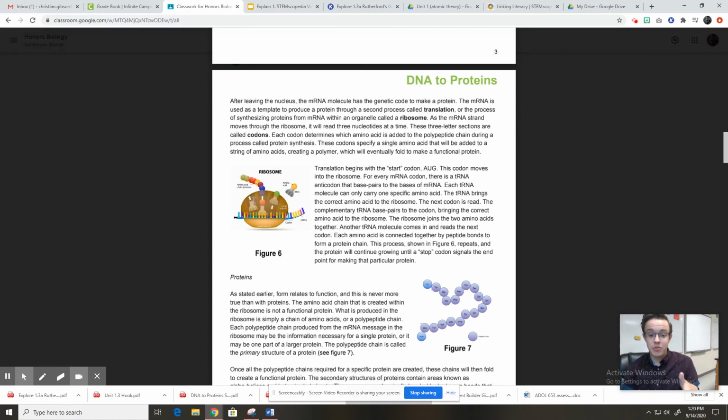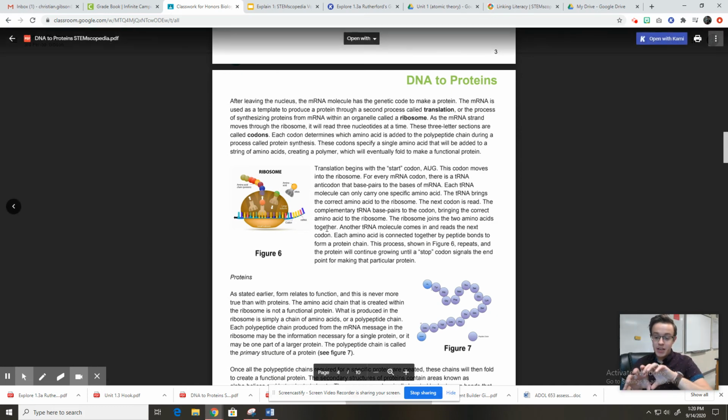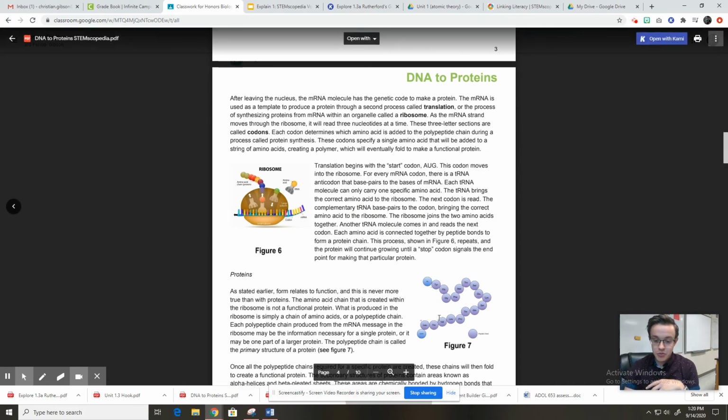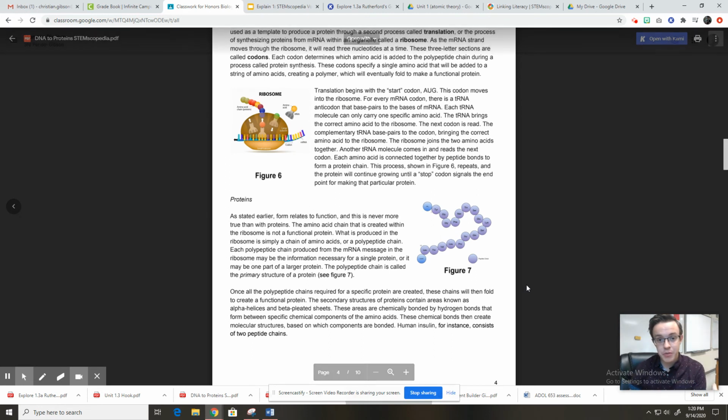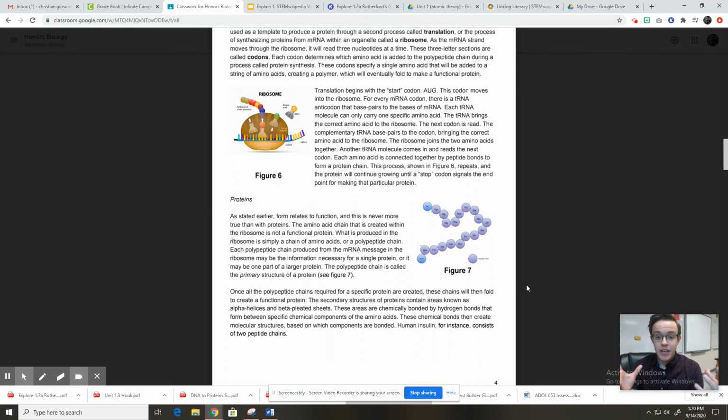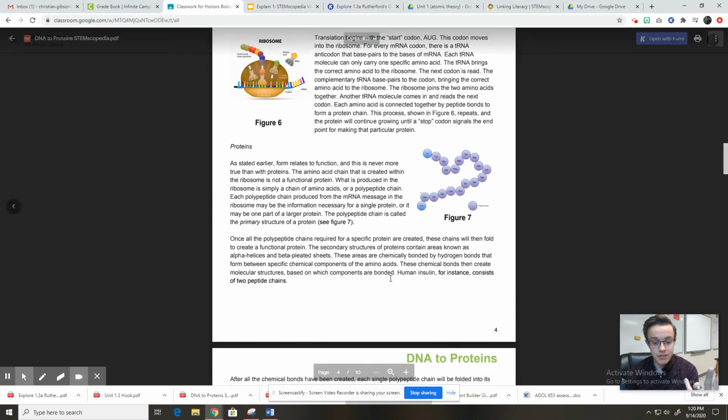And it will do this sequence over and over and over and over, building one amino acid at a time, just like building a sandwich or something like that, until it reaches a signal that tells it to stop, like a period at the end of a sentence. Okay? Once it stops, that amino acid chain, like this one you see in the picture here, will break off from the ribosome and fold and become the functioning protein. So that's how we've gone from DNA to mRNA to proteins, okay?